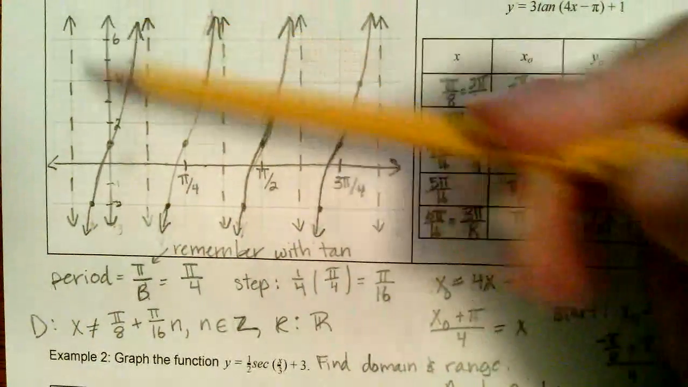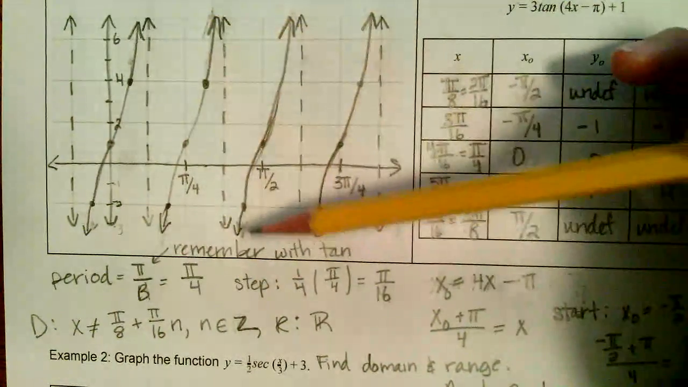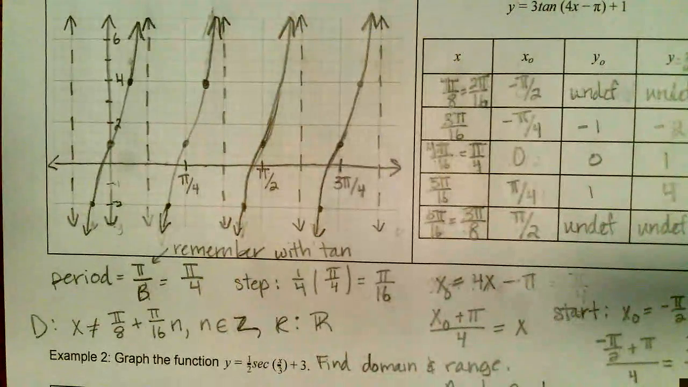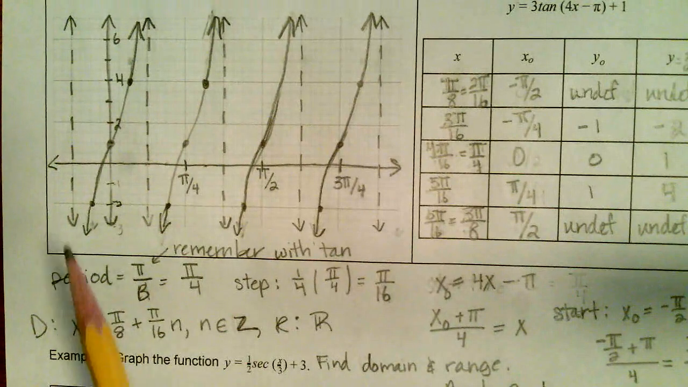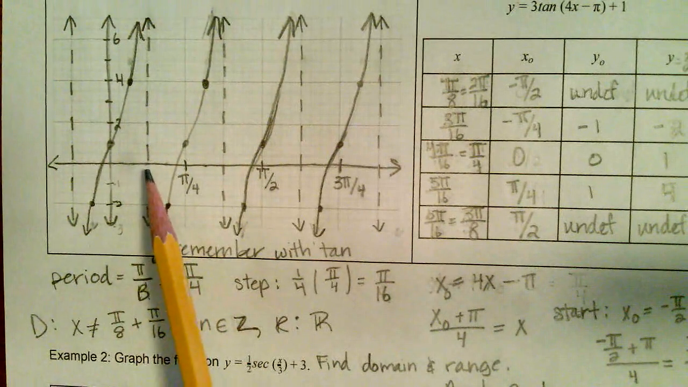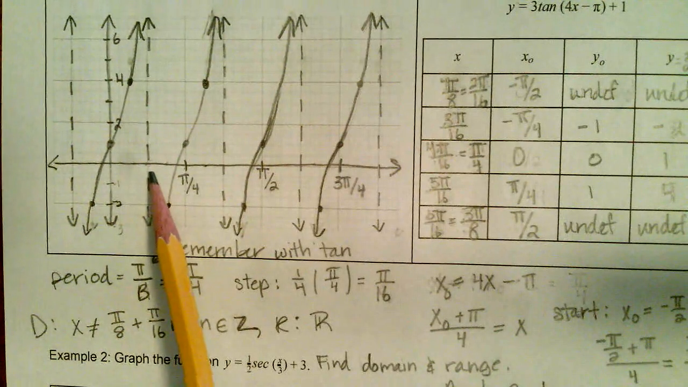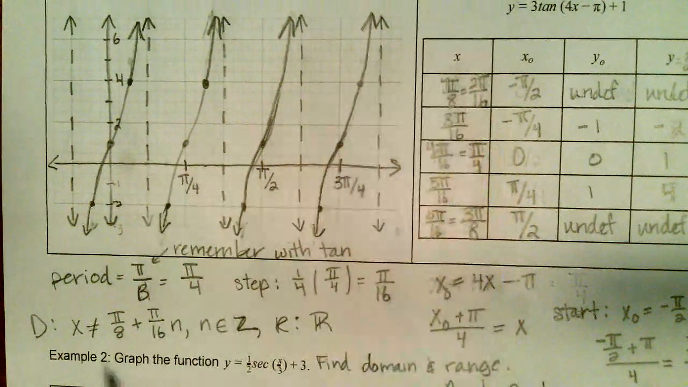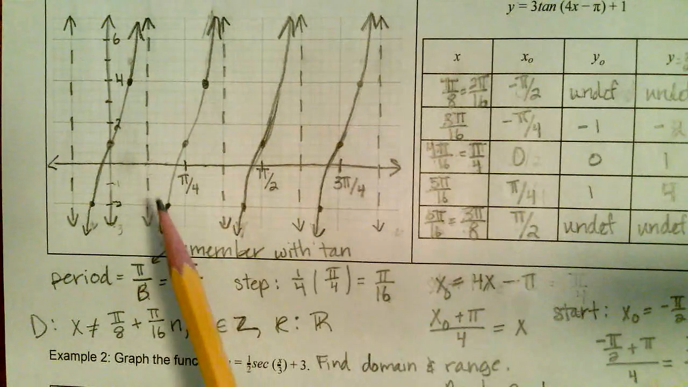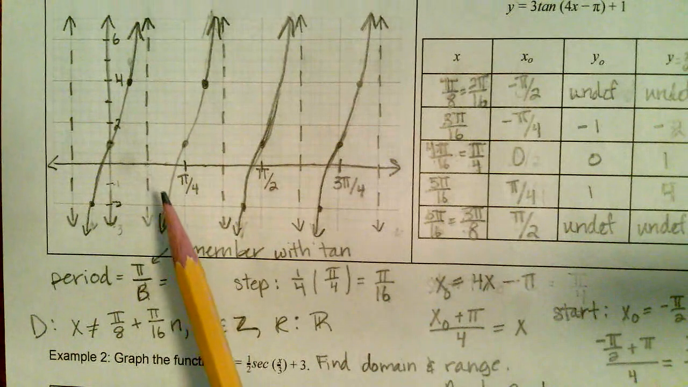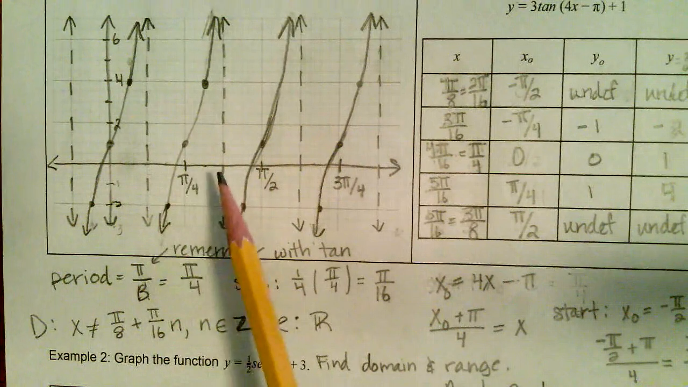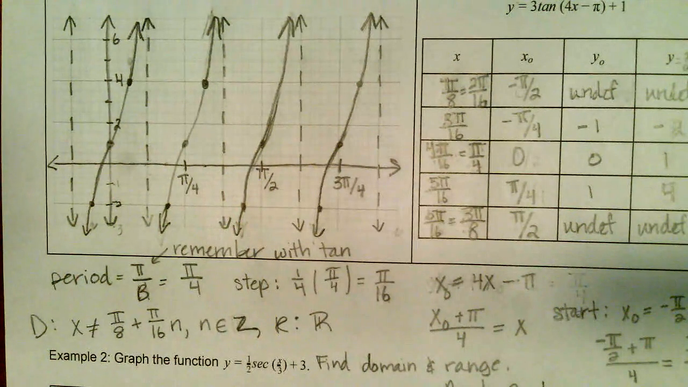Anywhere there is an asymptote, the same as with our rational functions, we need to exclude those values from the domain. So that's why I have x cannot equal. I always start with my first positive value that has an asymptote. In this case, it was at pi over 8. And then I look at what the difference is until my next asymptote.